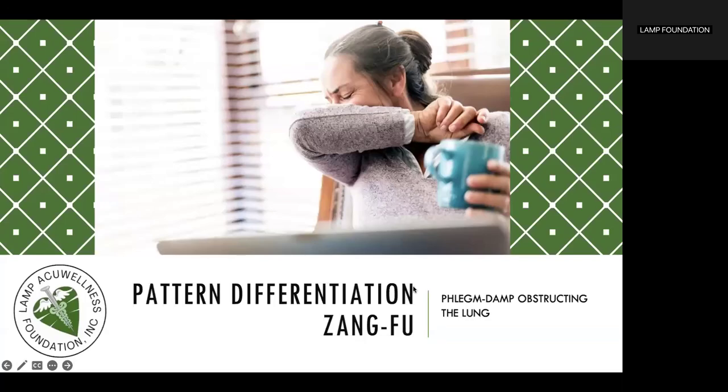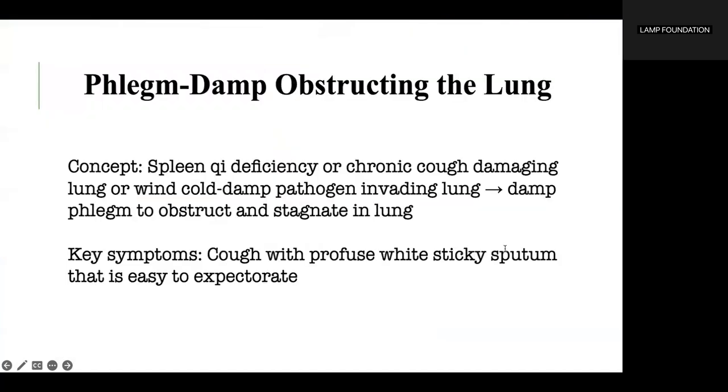Next, we talk about phlegm damp obstructing the lung. This pattern can occur when the chi mechanism of the lung is disrupted by repeated invasions of exogenous pathogenic chi, or when the spleen is not able to separate the pure from the impure, resulting in damp and phlegm arising in the middle jiao, which are then sent upwards along with the pure gu qi to the lung.